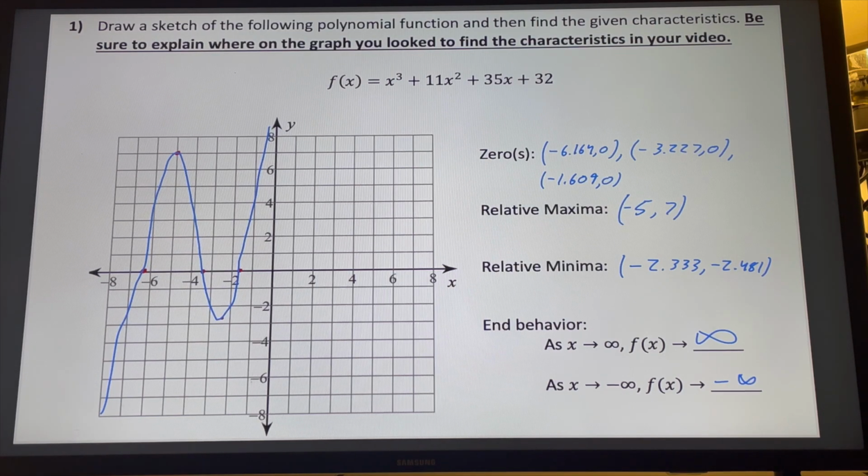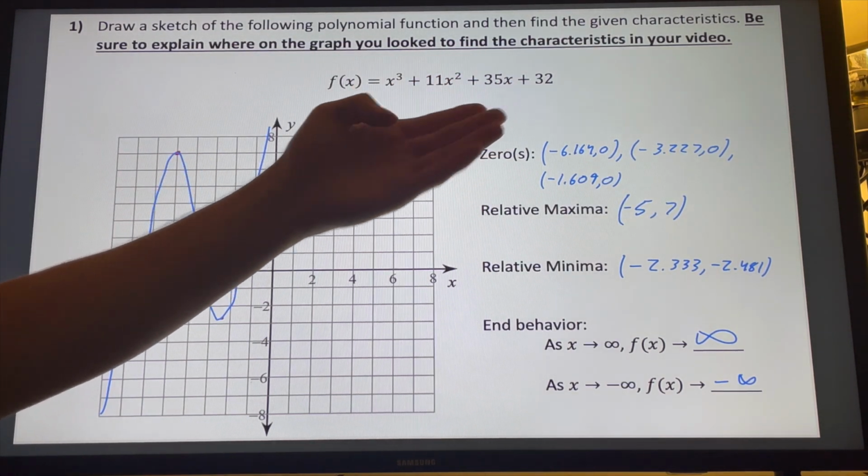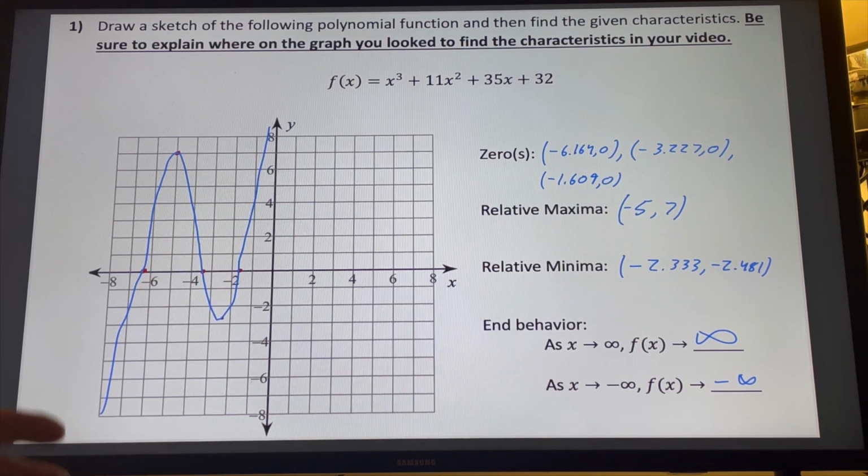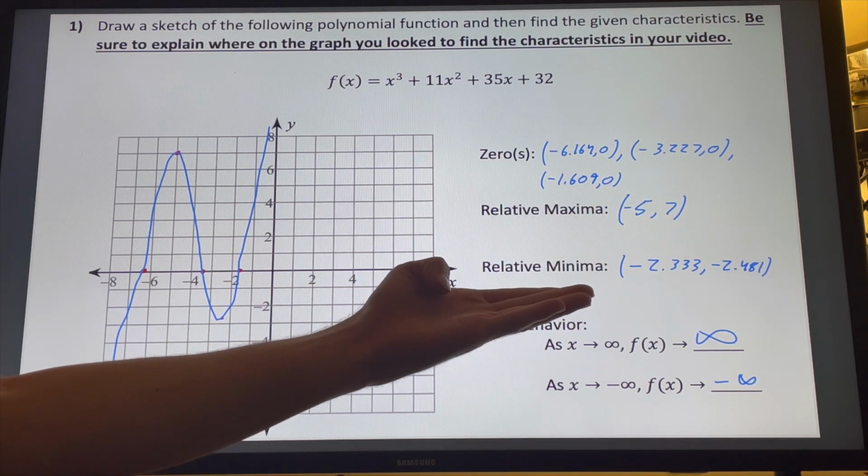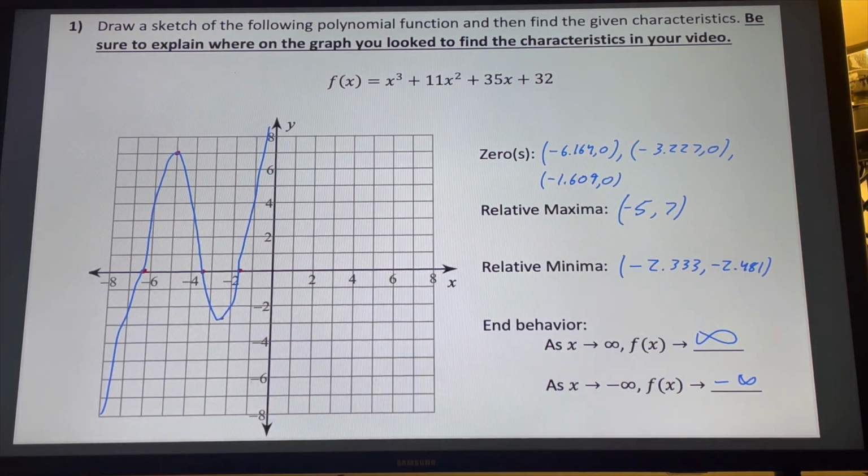This is video solution number 3, and I'm going to start off by breaking down this graph. To start off, we're given a function and told to explain these different parts and to draw out the graph. We're told to find the zeros, the relative maxima, the relative minima, and do some work figuring out our end behavior.